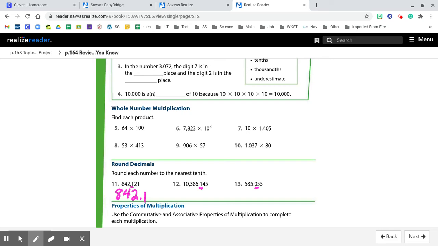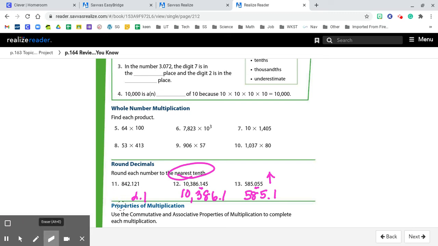Rounding to the nearest 10th place again, there's a 4 next to the 1, which is going to make me, again, do nothing. And in number 13, there's a 5 next to the 0, which is going to make me increase that 0 to the next whole number, which is going to be a 1. And notice that your decimals all stop at the 10th place because you're rounding to the 10th place. So you don't put any zeros after that. You stop at the 10th place.